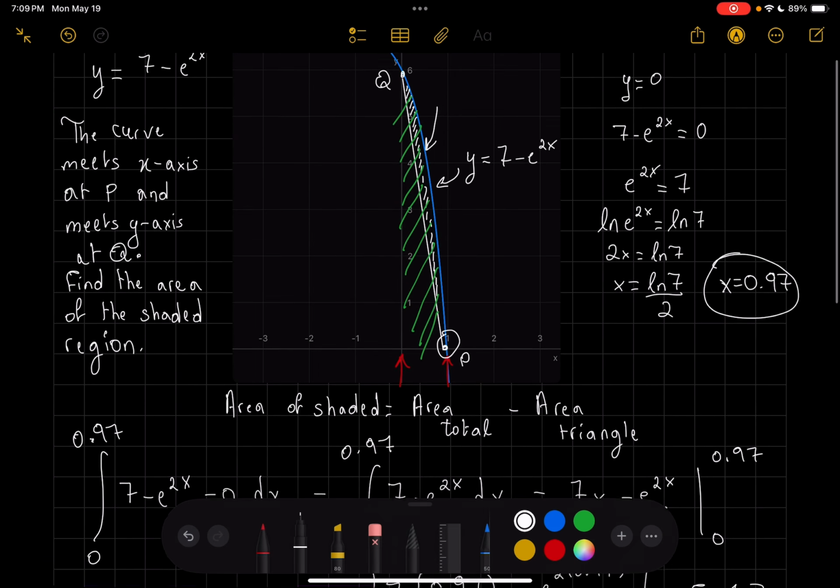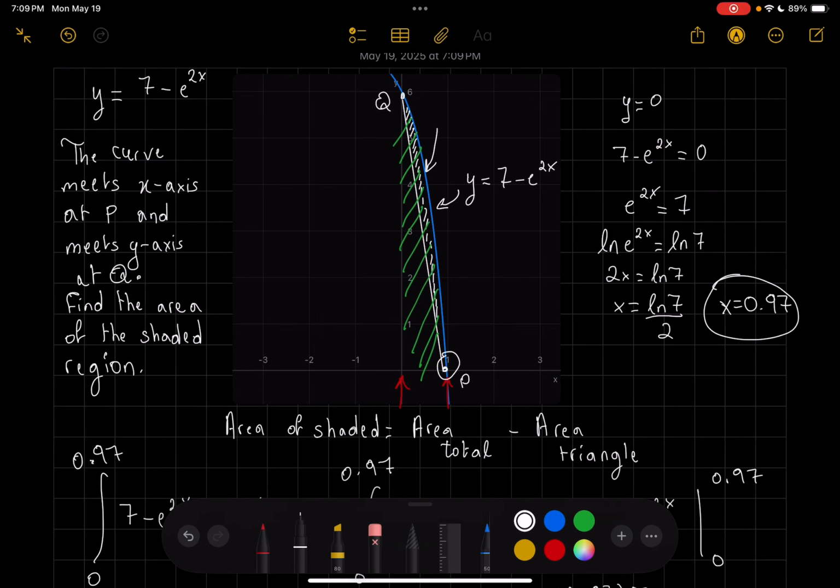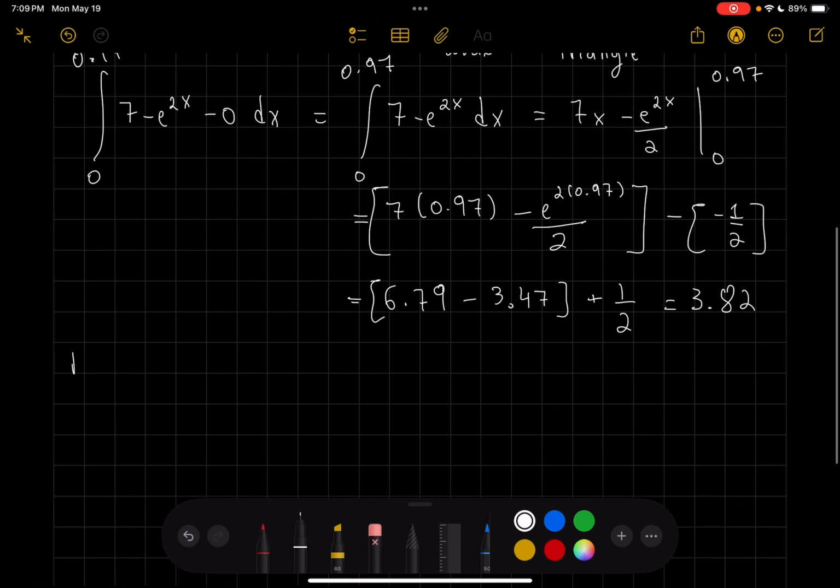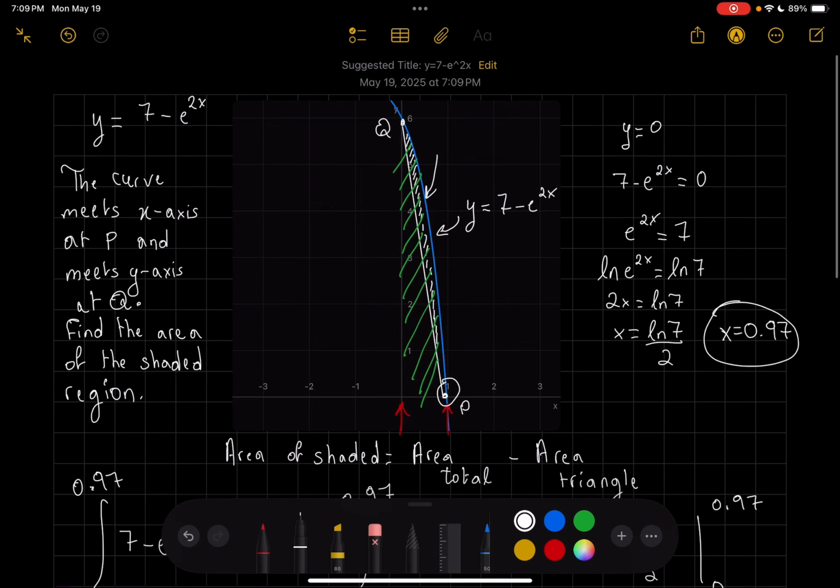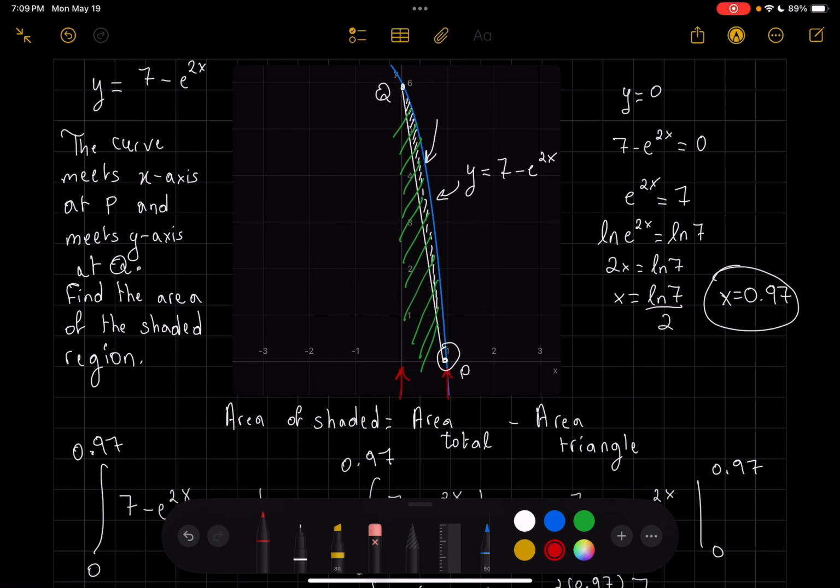So what is the area of the triangle? First of all, the area of the triangle is base times height over 2, right? So if you look over here, let me erase all of this so you can see it clearly. So this is the triangle that we're dealing with. The base has a value of 0.97 units, because we already got it from the first step. Now all we need to find is the height.